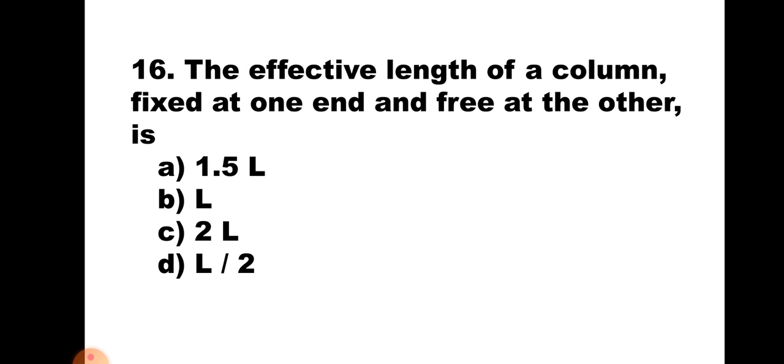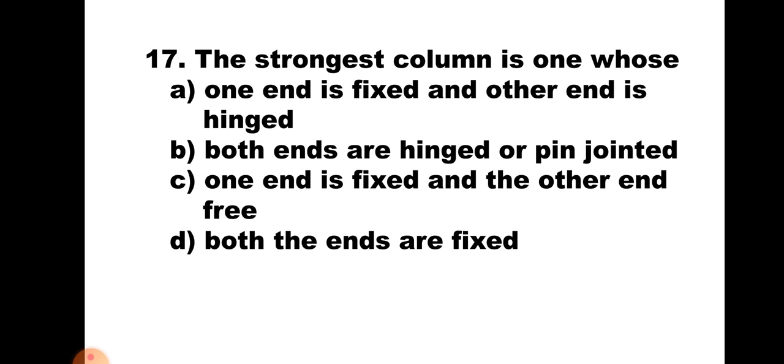Question number 16. The effective length of a column fixed at one end and free at the other is A 1.5 L, B L, C 2 L, D L by 2. Now if the column is fixed at one end and free at the other, its effective length is 2L. Hence the correct answer is C, 2L. Question number 17. The strongest column is one whose A. One end is fixed, other end is hinged. B. Both ends are hinged or pin jointed. C. One end is fixed, other end is free. And D. Both ends are fixed.